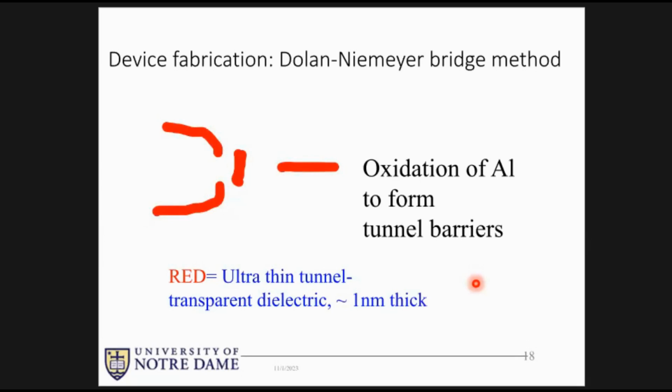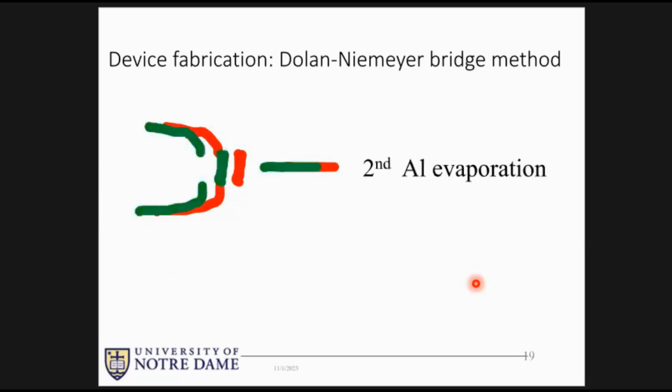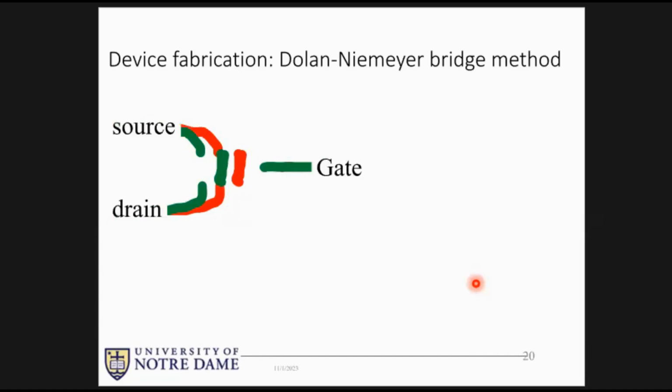So we create a tunnel transparent dielectric about 1 nanometer thick on the top of this aluminum. Then we do shadow evaporation at a different angle. So it creates the wires that are going through here. So the junctions here, a gate. And that forms this device, which is called a single-electron transistor.